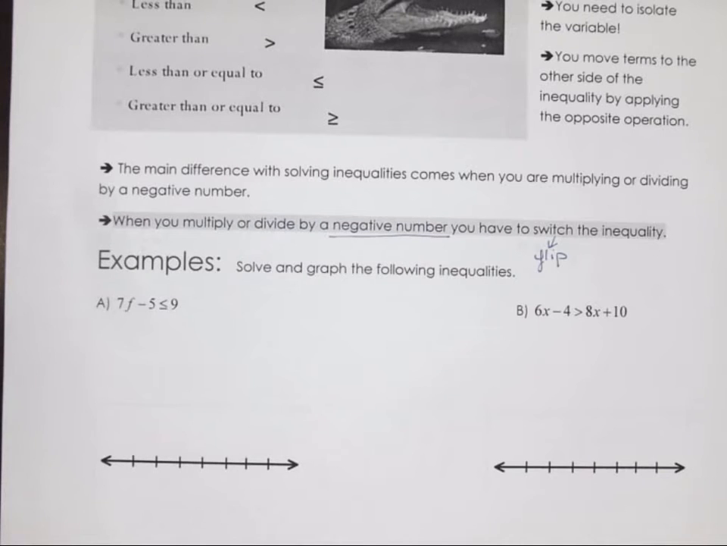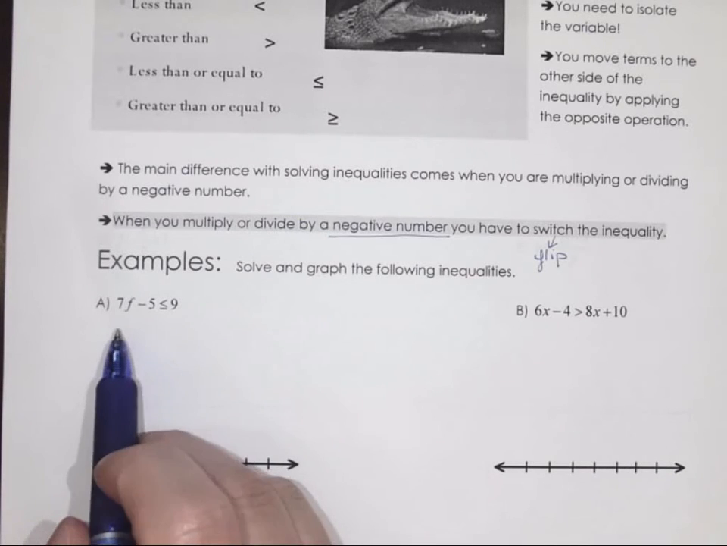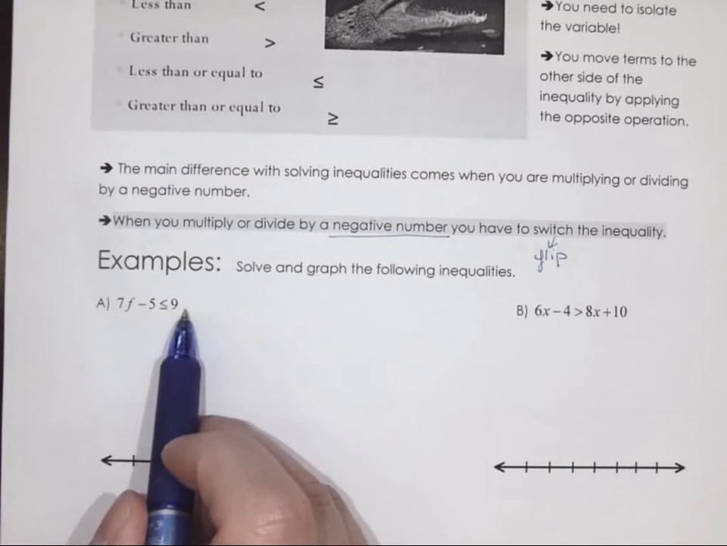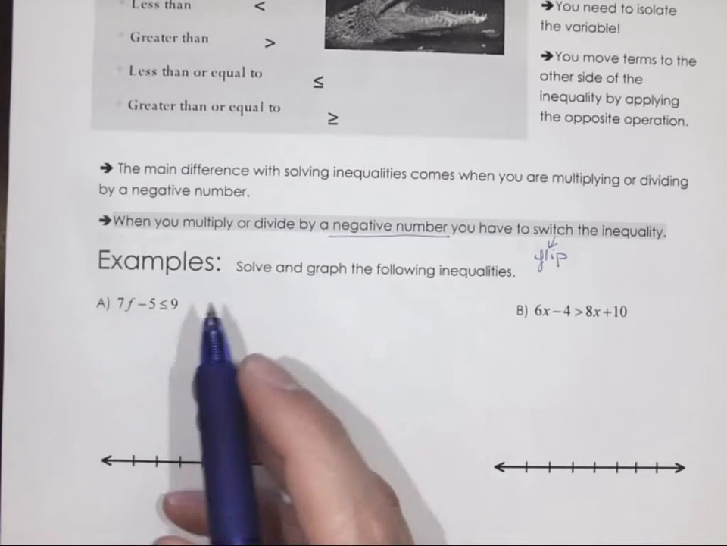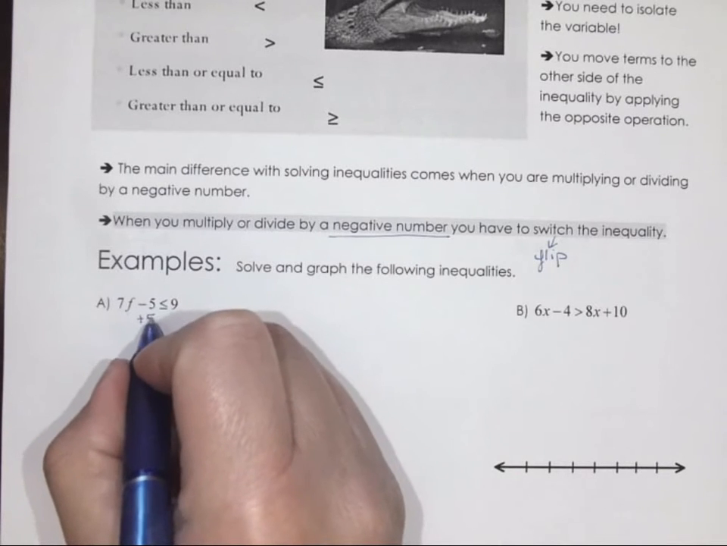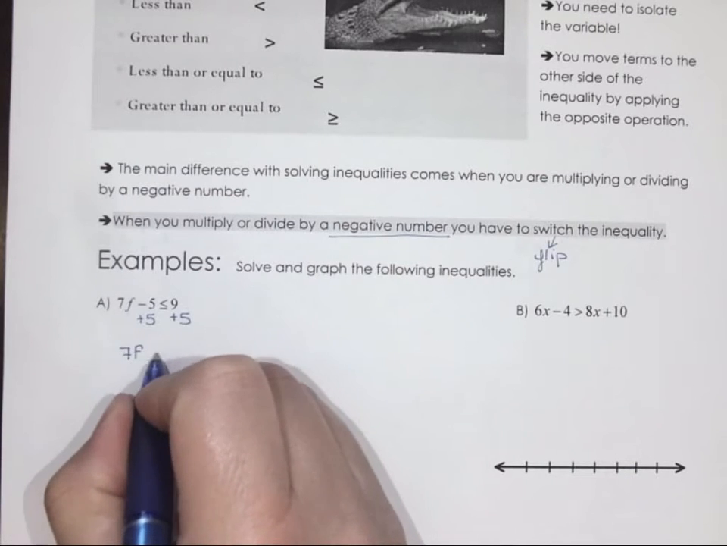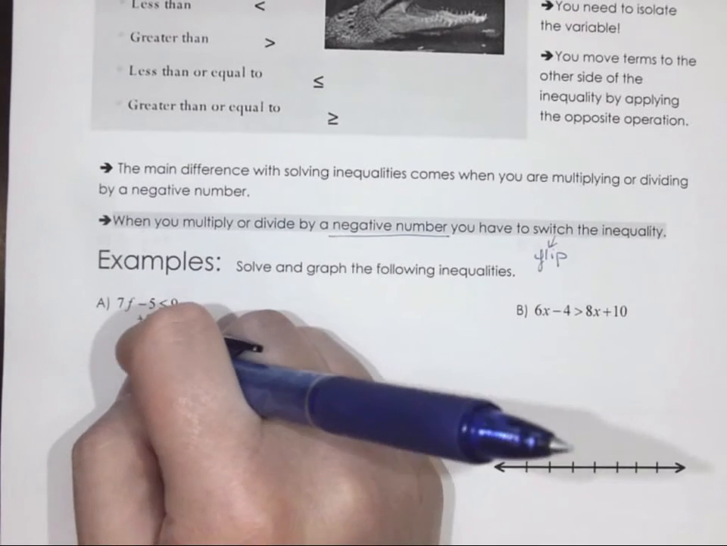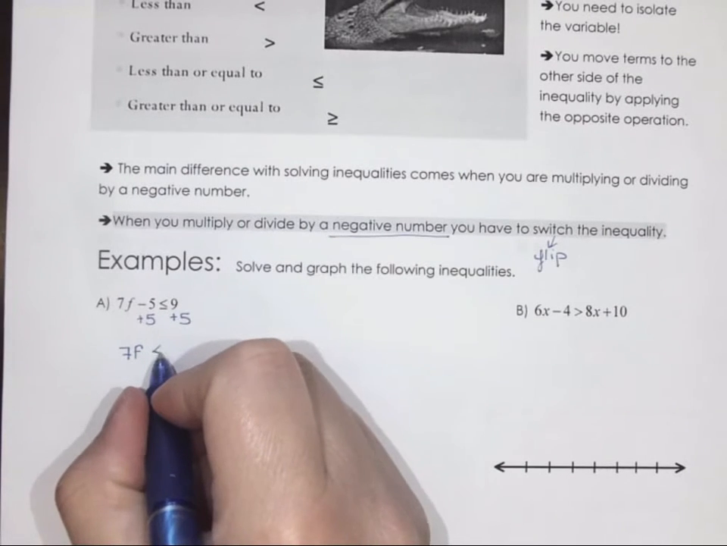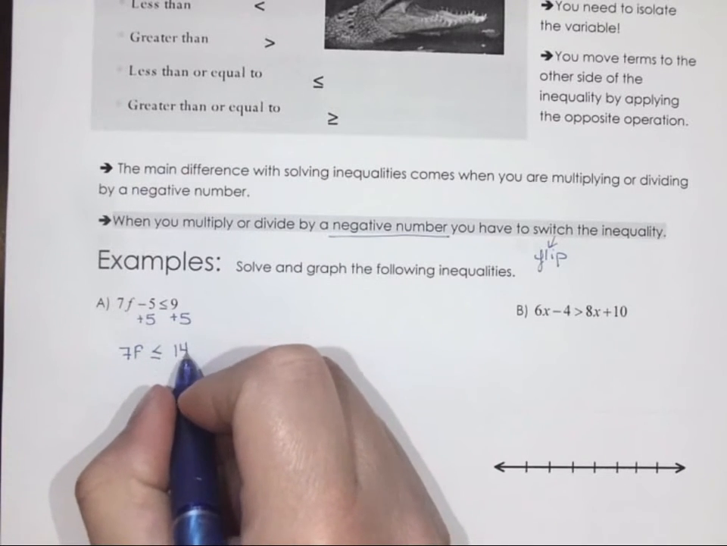All right, so let's go ahead. We called this multi-step just because I didn't want to call it 2, 3, distribution, anything like that. So it includes everything we did in isolating the variables. This is just a simple 2-step. I want to get f by itself, so I'm going to add 5 to both sides. So I'm going to have 7f, ooh, not using my inequality very well there, is less than or equal to 14.